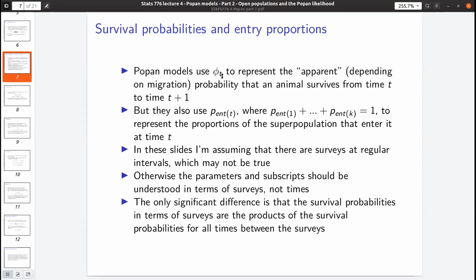have a survival probability that applies between two surveys, but there's been multiple time periods between the surveys, you should understand that survival probability to be the product of the survival probabilities for each of those time periods, right? And then that will be different depending on the length of the gap between the surveys. So I'll talk about that a bit more towards the end of this part, but you can let me know if that's too hard to understand.